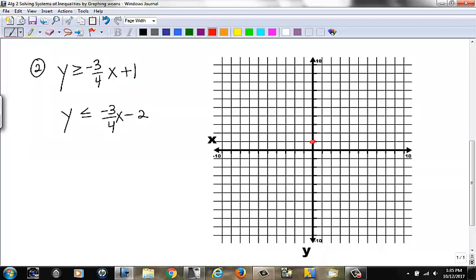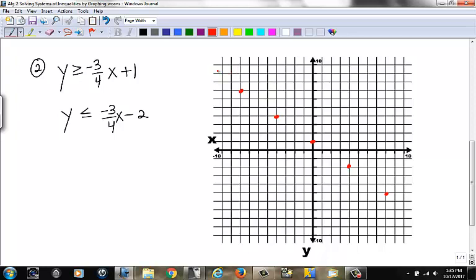Crosses at positive 1. Slope is negative 3/4. That's rise over run, so go down 3 to the right 4. Remember, anything that tilts in the negative direction should tilt this way. Okay, and you can go down 3 to the right 4, or from that point you can go up 3, left 4, up 3, left 4.